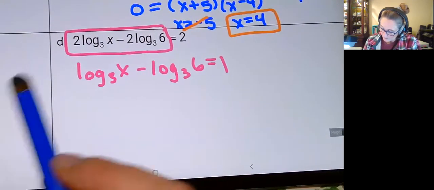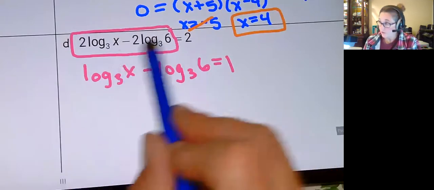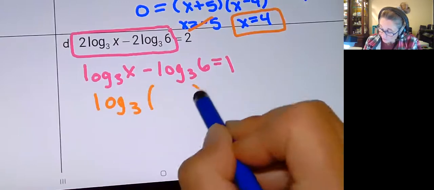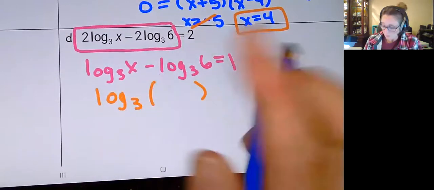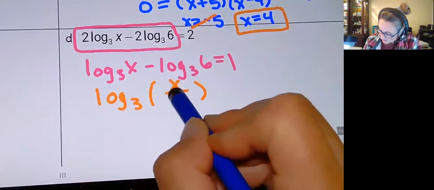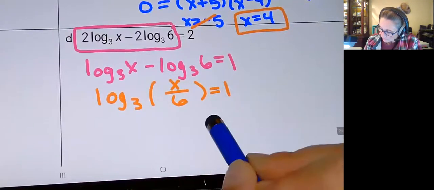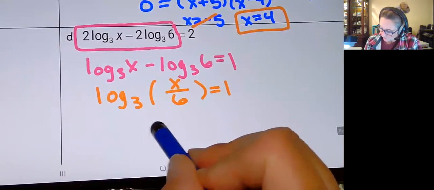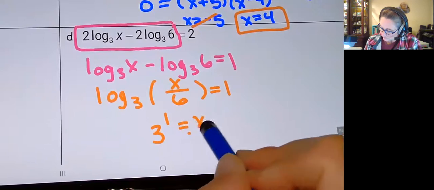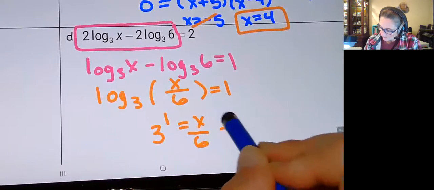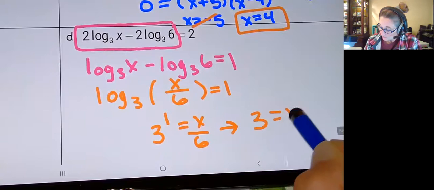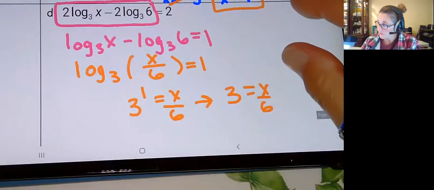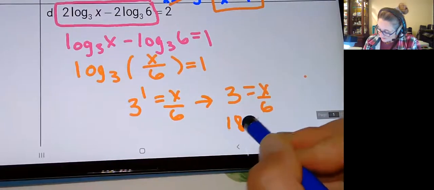Okay. So this into a single log. So this is going to be log base 3 of something. And when you have a minus, that ends up being a division. So this is going to be x over 6 is equal to 1. So now that it's a single logarithm, we can rewrite in exponential form. 3 to the first is equal to x over 6. So that's really just 3 is equal to x over 6. I can multiply both sides by 6, and I get 18 is equal to x.